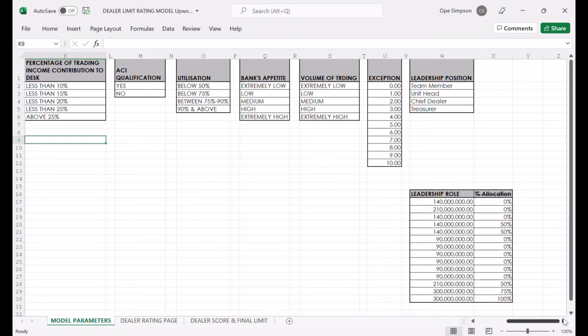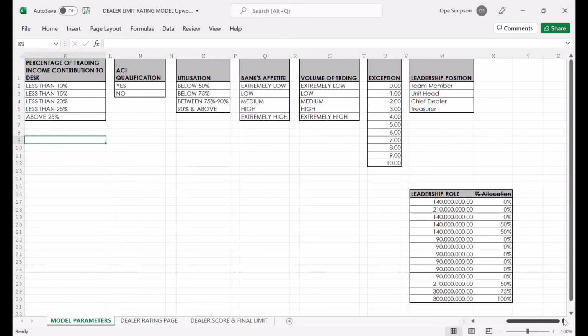Also, we consider the bank's appetite. Is the bank, particularly at this point in time, willing to take risks? If it is, then we advance a higher limit to the dealer than if the bank wants to be more conservative.